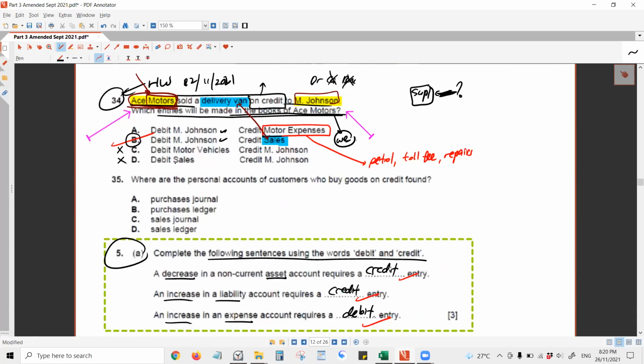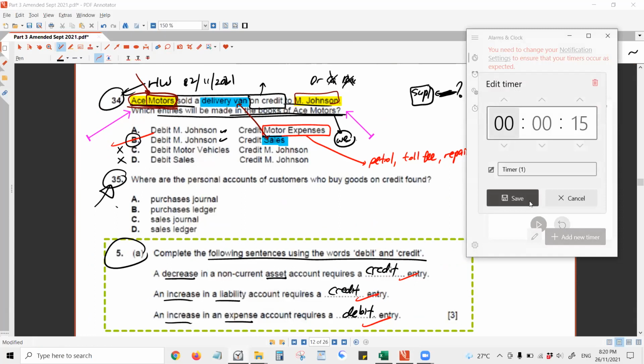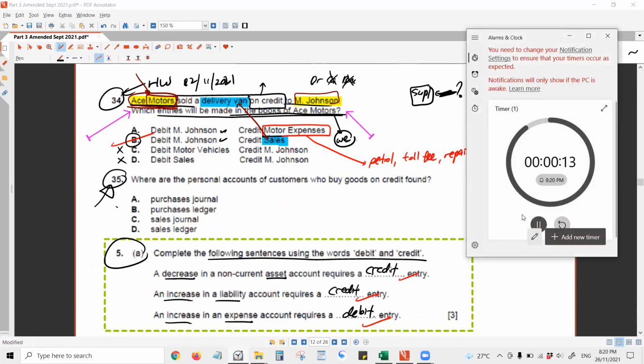Next page. All of you look at question 35. You tell me your choice. 15 seconds. I wait for Jason.